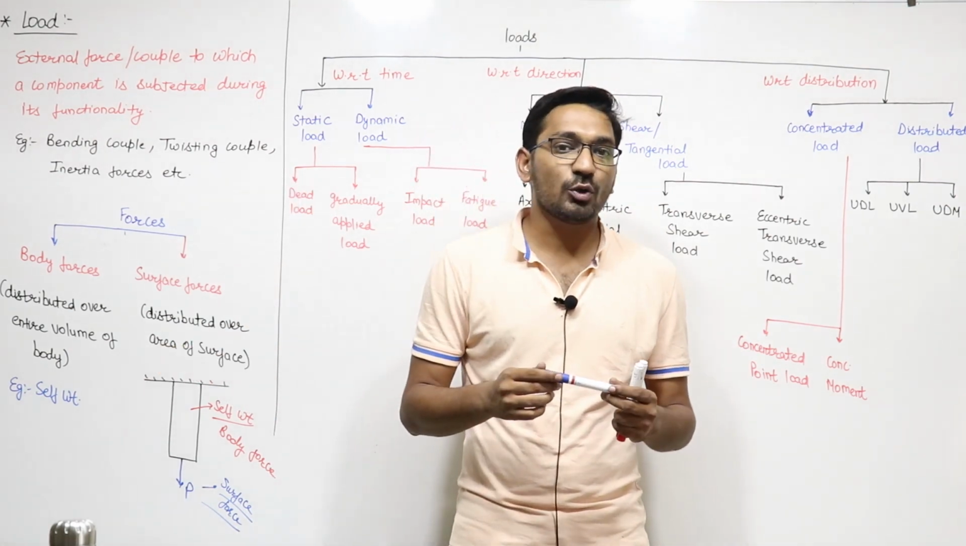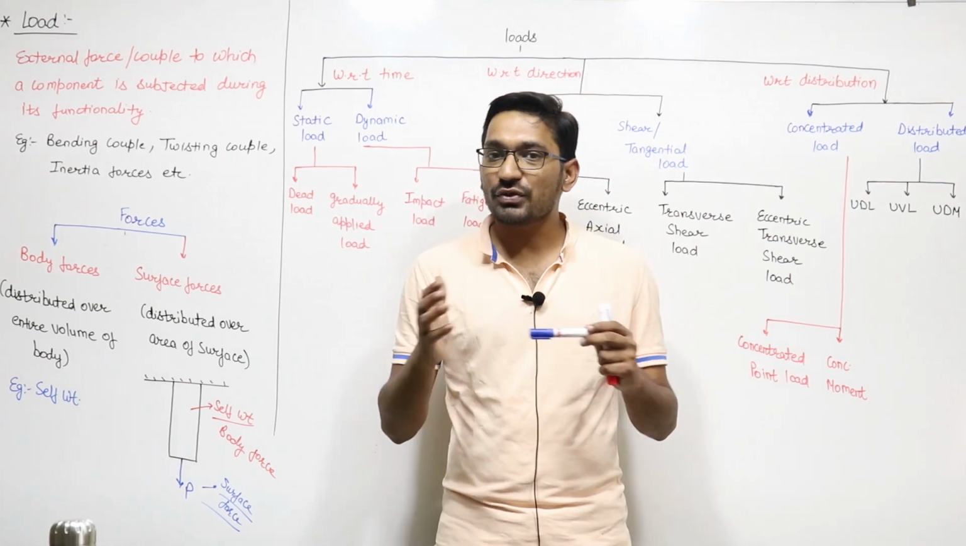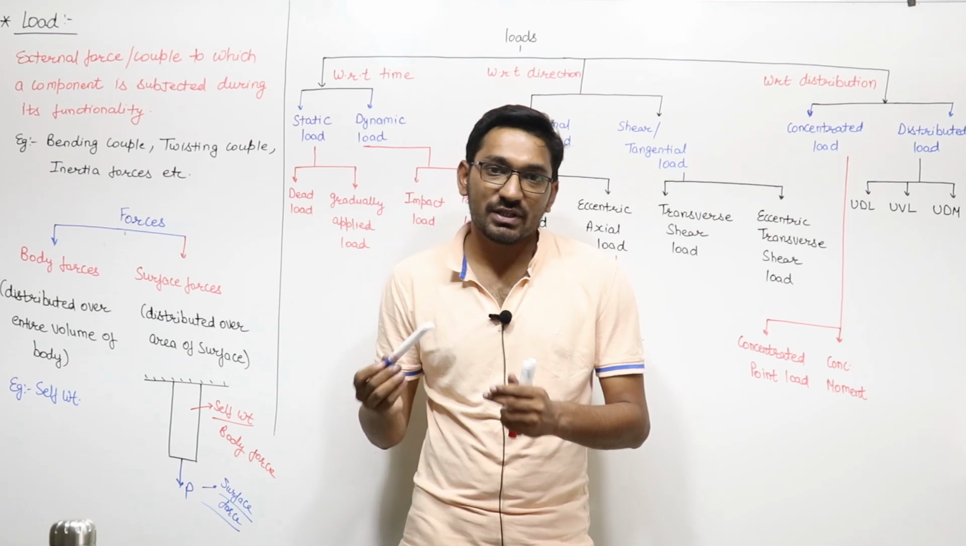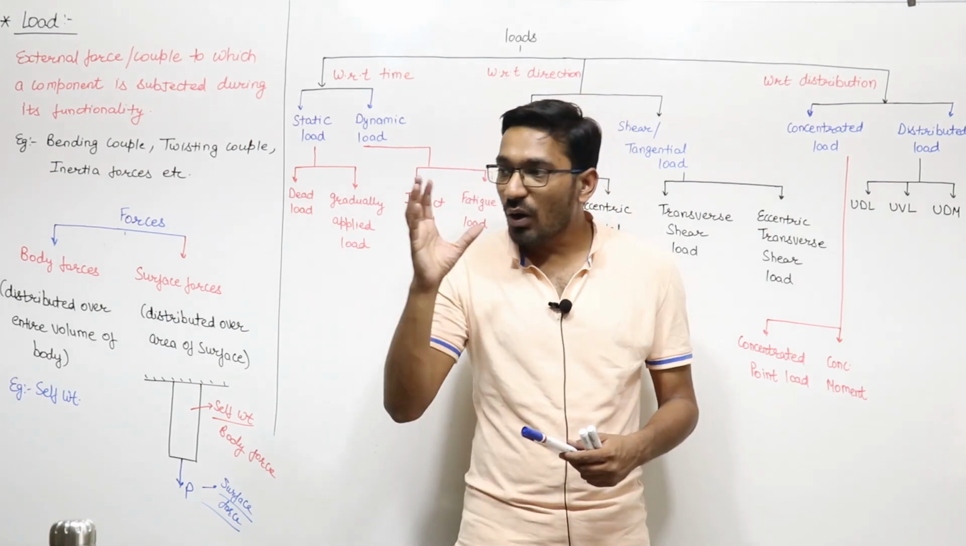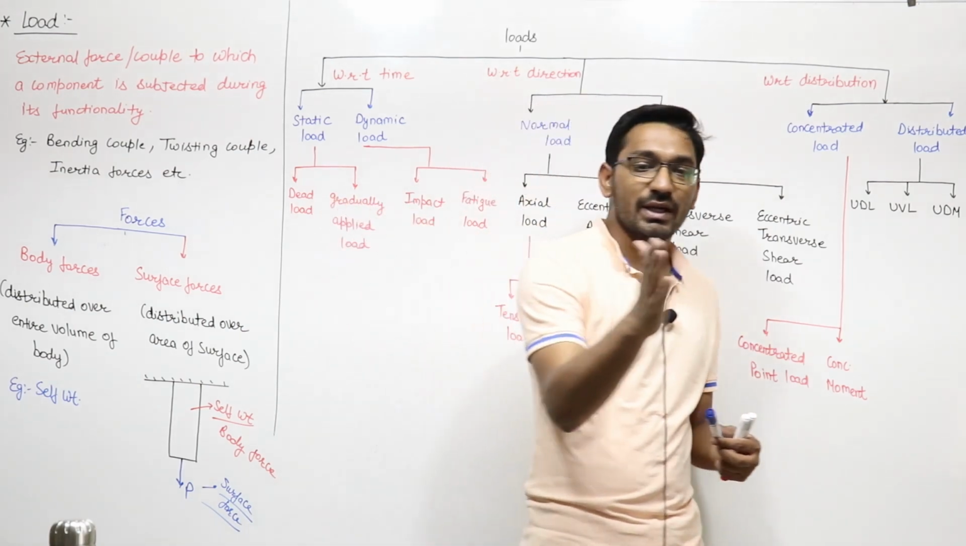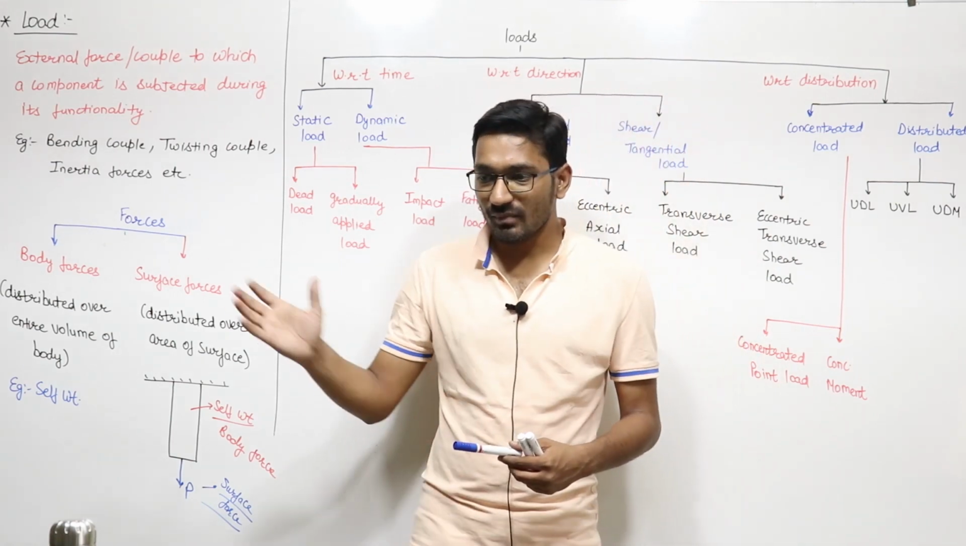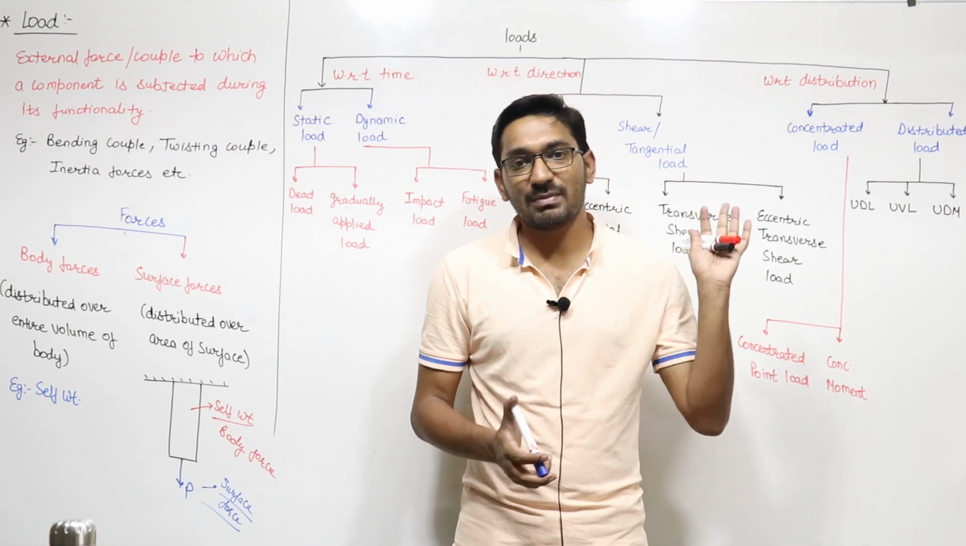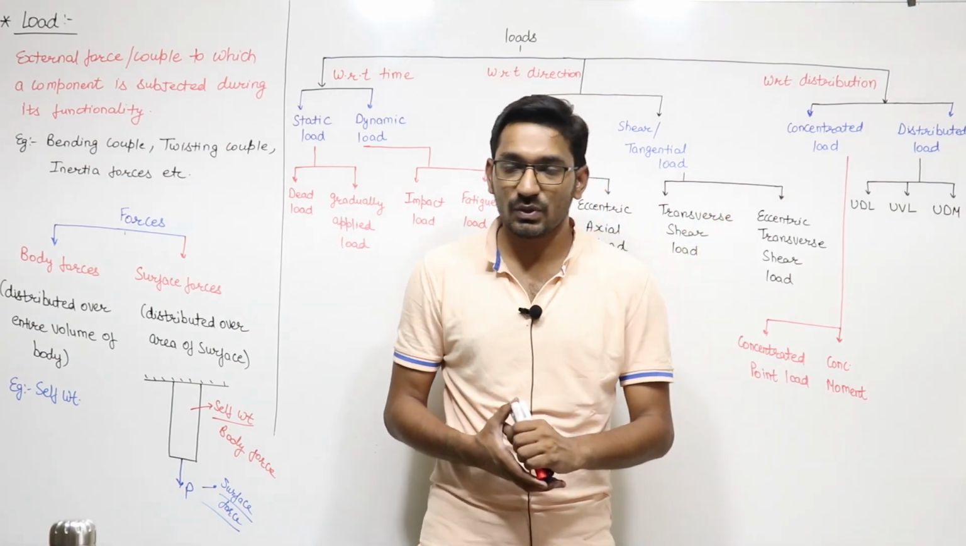Second one is with respect to direction: how a force is acting on a body in which direction. And third one is with respect to distribution: how that force is distributed among the body. On the body, how is the distribution? That is the classification based on distribution.